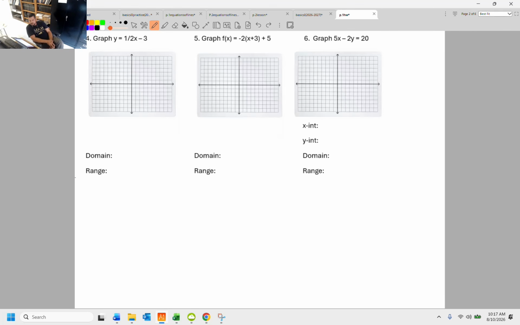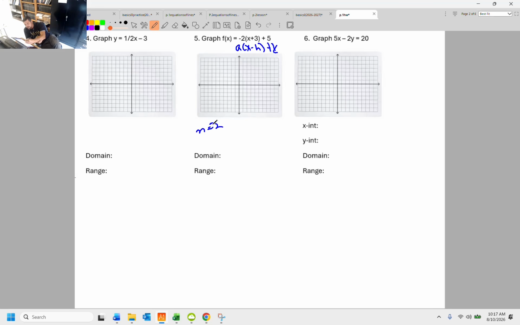I just don't want to do too many of them. Let's take a look at 5. 5 is in what I call vertex form of a line. So it's in the form a times (x minus h) plus k.